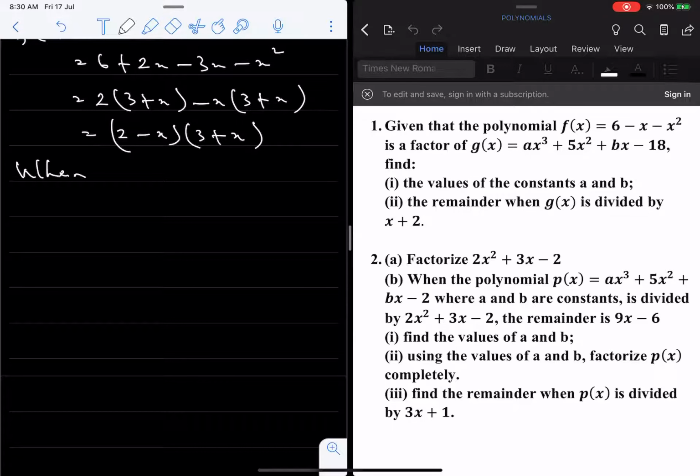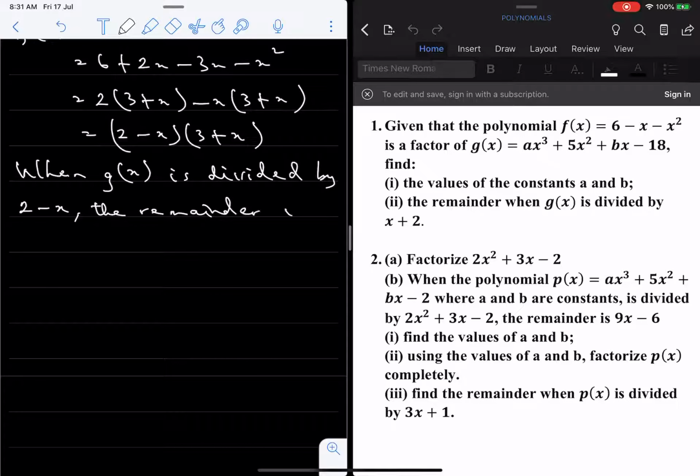So we can say when g of x is divided by 2 minus x, the remainder is g of 2. Of course, that's by simply saying 2 minus x equals 0, which means x equals 2. So the remainder is g of 2.